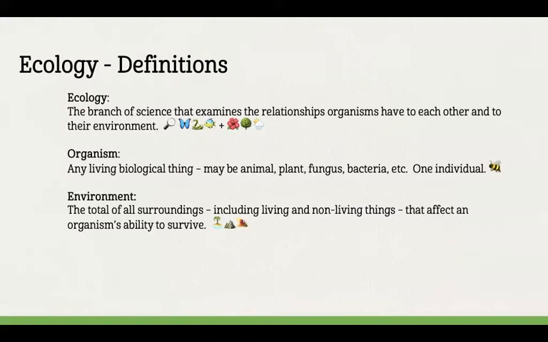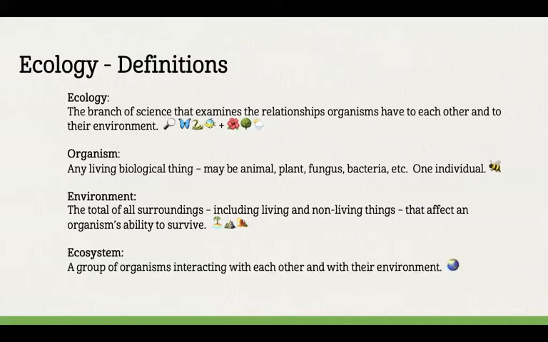The environment is the total of all the surroundings, including other living organisms and non-living things that affect an organism's ability to survive. So this may be others of the same type of organism. They may be predator or prey organisms, maybe plants for food or shelter. This also includes things like the temperature, the humidity, the seasons, minerals in the soil, and more. So a group of organisms interacting with their environment is an ecosystem. And we can think about ecosystems on several different scales.